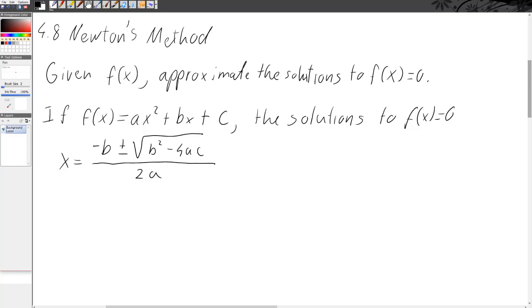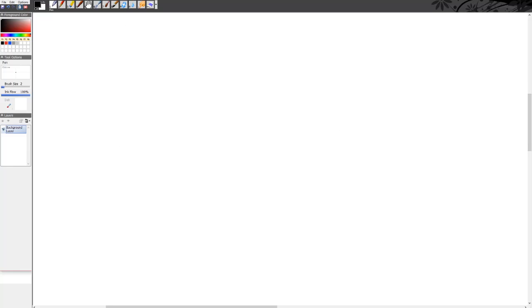What we want to talk about is how do we approximate these if the function is not something like a quadratic. So let's take a look with a picture, with a graph. So this is some function f of x. Right here, at r, that's the root of f of x.